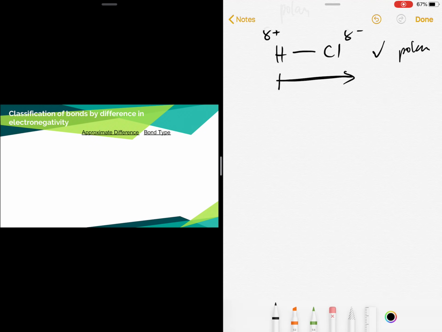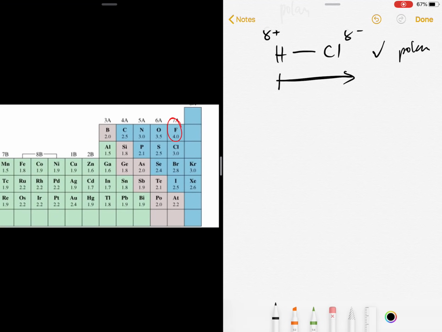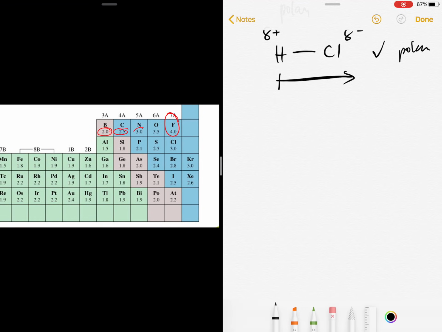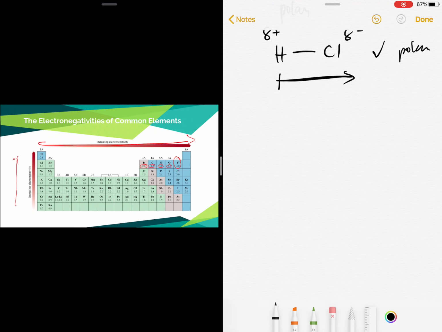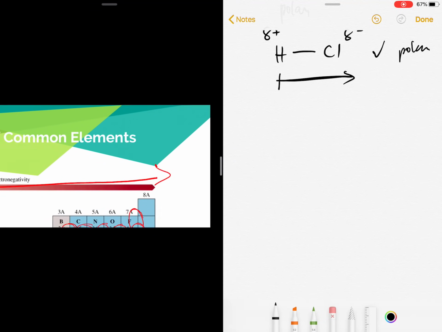So classification of bonds by difference in electronegativity. If you get a difference of 0 to 0.4, that bond is nonpolar covalent. You can get the electronegativity values in the periodic table. It's actually indicated there. In this case here, these are the electronegativity values for your elements. And if you're going to look at this, the highest really is fluorine. It has an electronegativity value of 4.